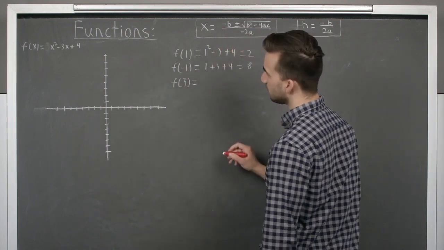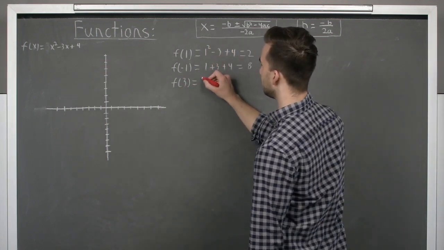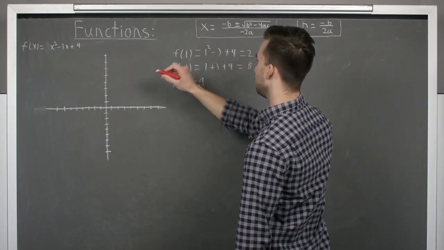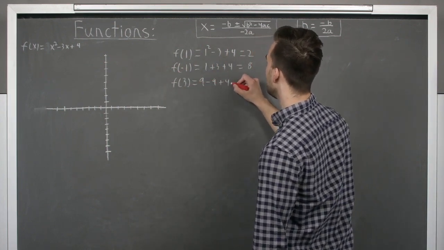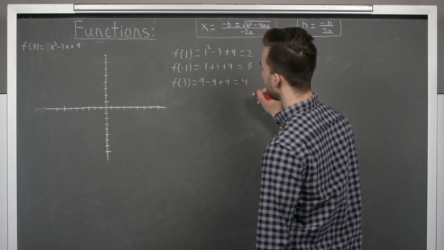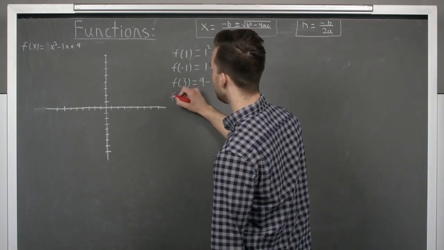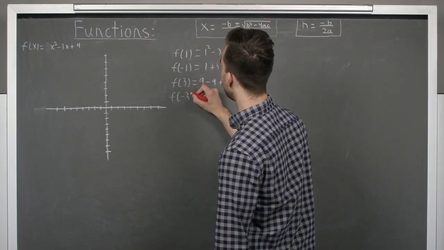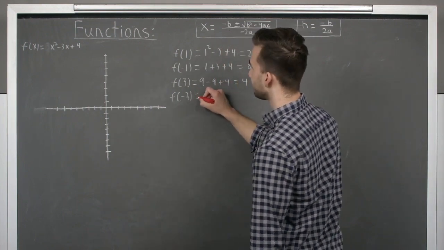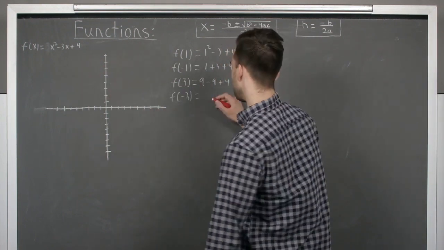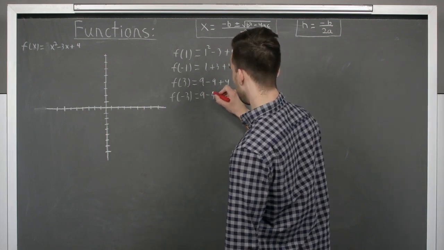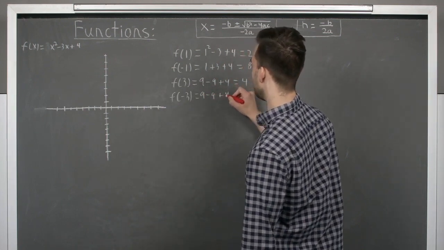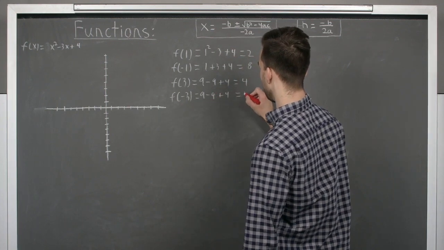So 3 squared gives us 9. Minus 3 times 3 is minus 9. And then plus 4 gives us positive 4. And then let's also do negative 3 here. So if we have negative 3 squared gives us positive 9, negative 9. And then plus 4, so 0 plus 4 is 4 once again.